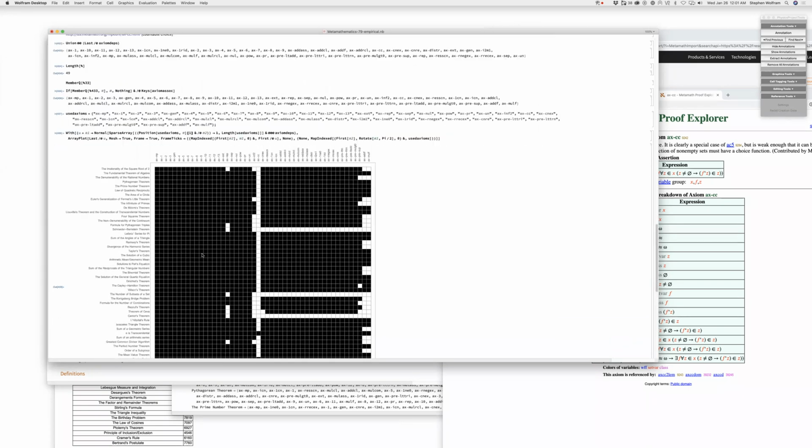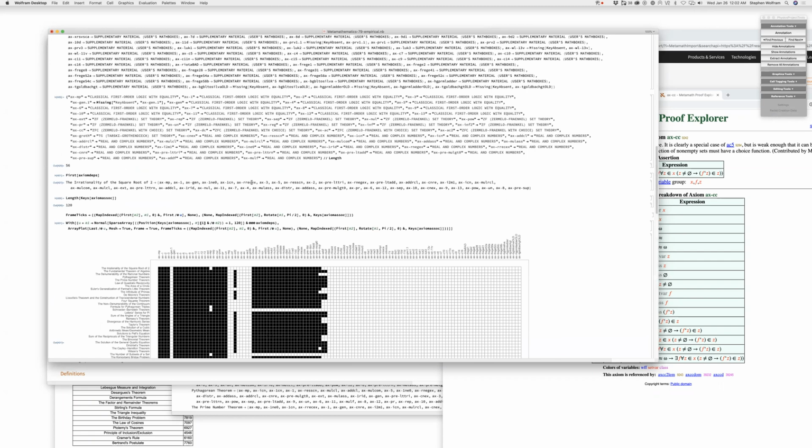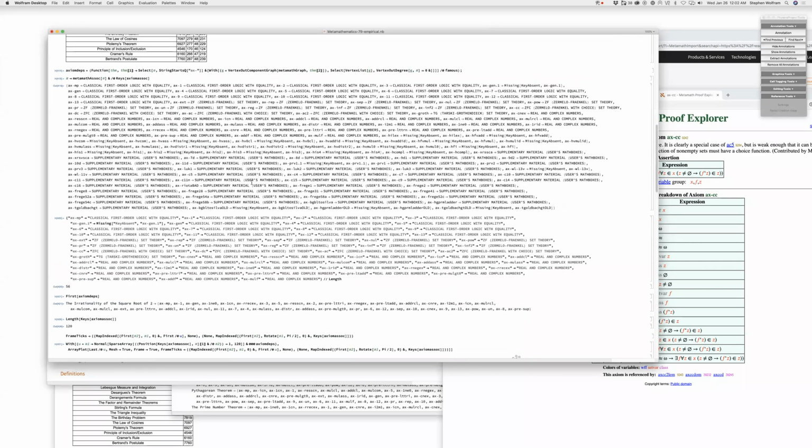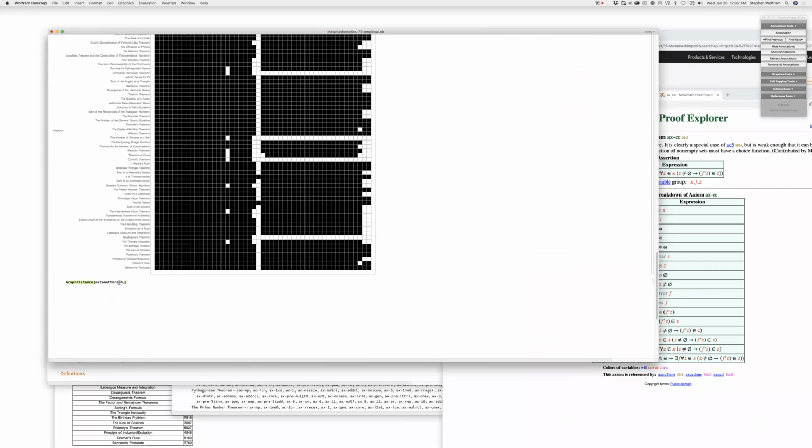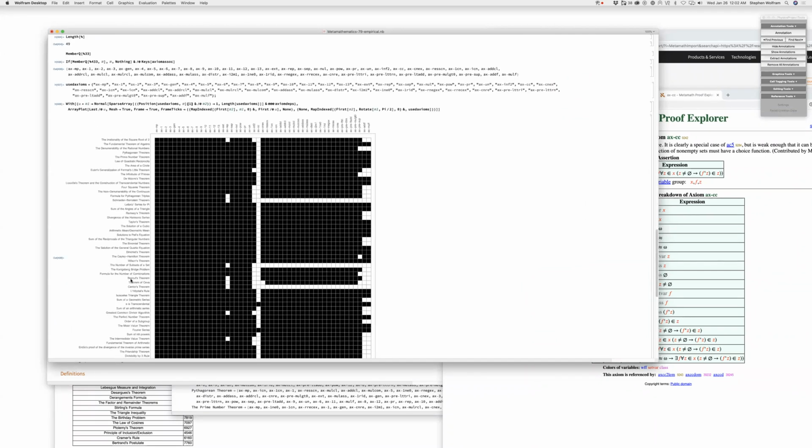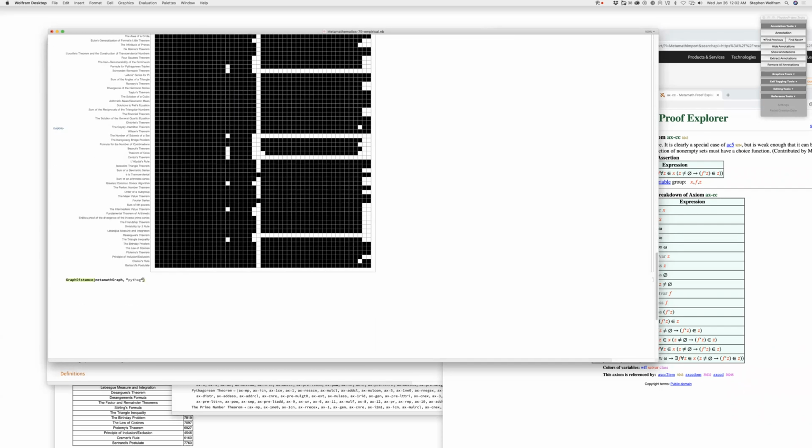By the way, where's the Pythagorean theorem? Near the top. 1, 2, 3, 4. Okay. What was its name? Pythag. Okay, so let's just take Pythag to, let's say, AX8. Nice. Okay. All right.